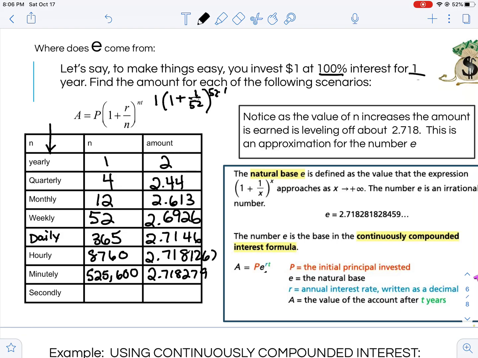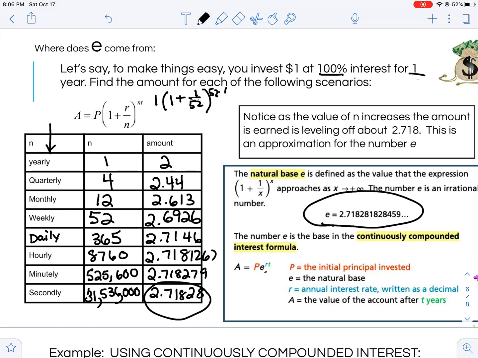If we go to seconds, so again, if there's 60 seconds in a minute, now we're at this many seconds in a year. So we're looking at about 31 million. Again, writing that out, we can see even more of those decimal places are starting to line up. And what's happening is it is leveling off. And this value that it's leveling off at is what has been defined as the number e.